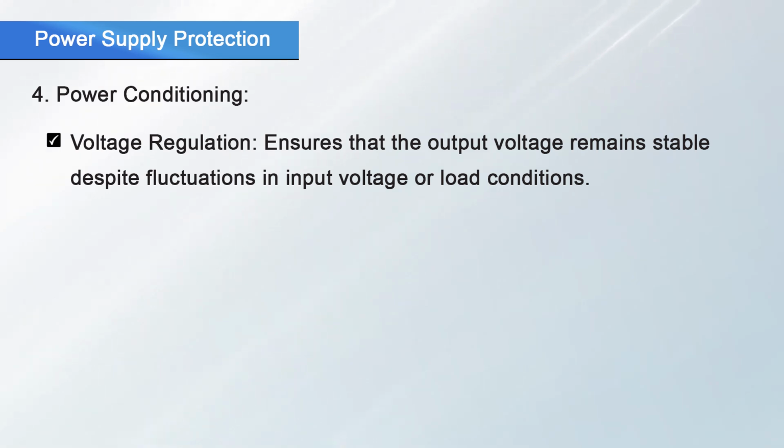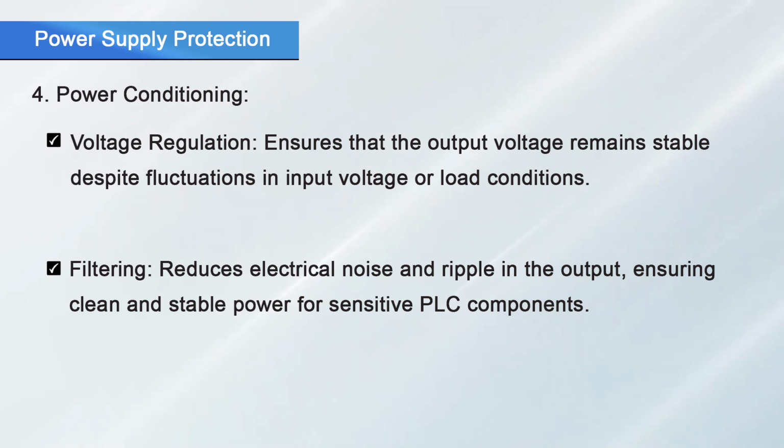Next is the power conditioning circuit, which includes voltage regulation and the filtering circuit. Voltage regulation ensures that the output voltage remains stable despite fluctuations in the input voltage or any load condition. Next is the filtering circuit. The filtering circuit reduces electrical noise and prevents any ripple in the output, and it ensures a clean, neat and very stable power supply for the sensitive PLC components, to ensure the safety of the PLC.